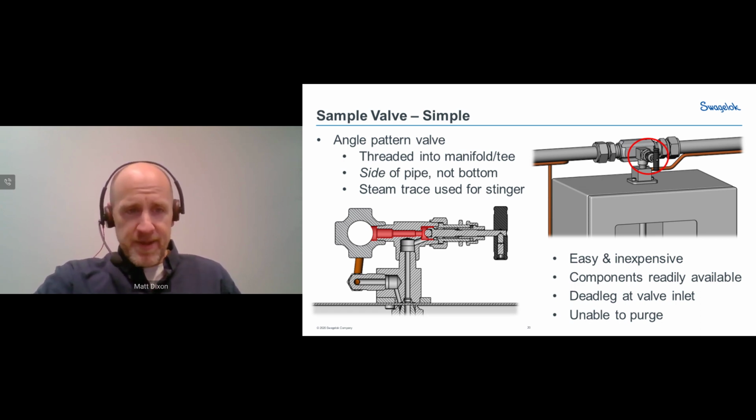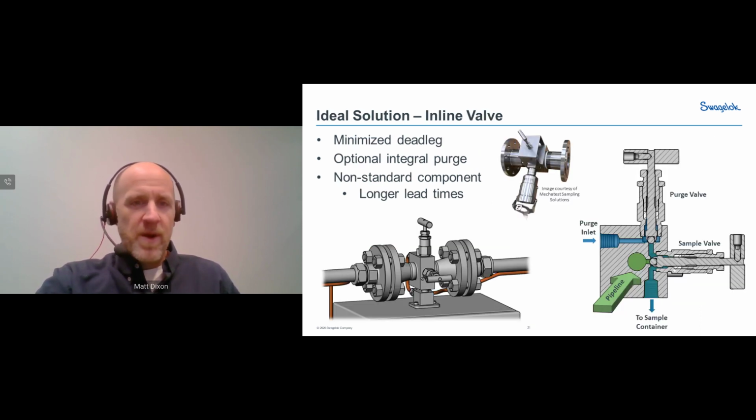Now, the ideal solution is one where you actually have a valve that's integral to some sort of a flow element. So you've actually got your fast loop flowing through your valve body itself. Now, in this scenario, your valve seat can be much closer to the flow, so you're really minimizing that dead leg. You can actually also incorporate a second purge valve into the same arrangement. So let's take a look and see how that would work.